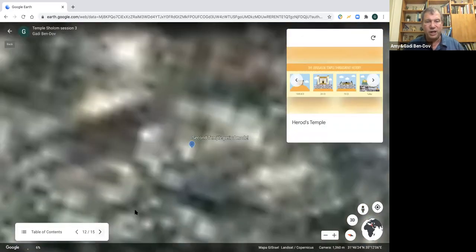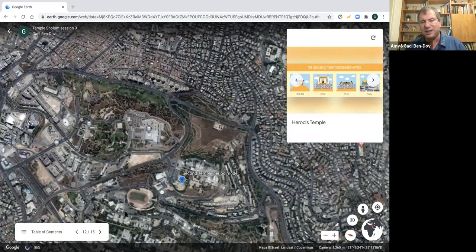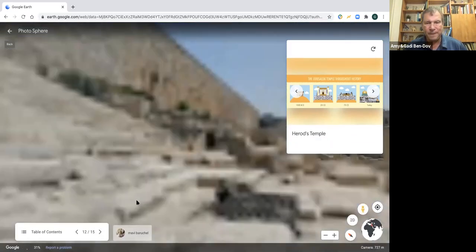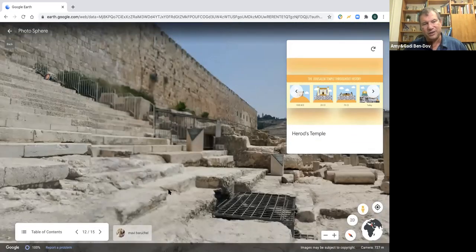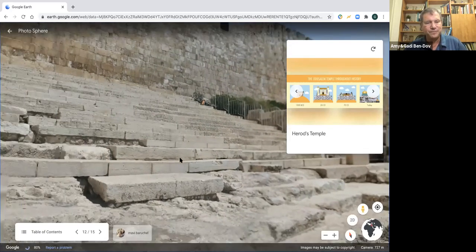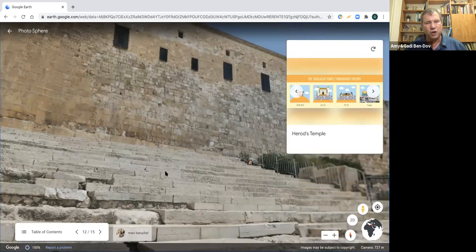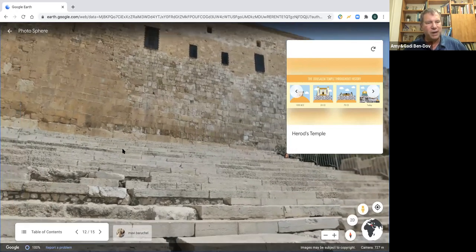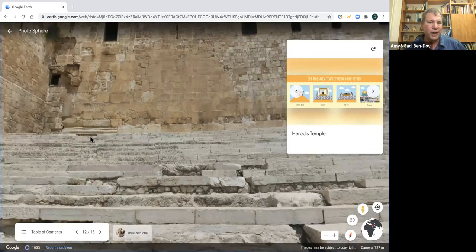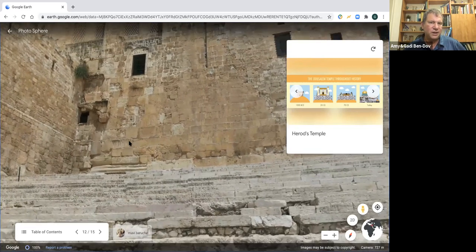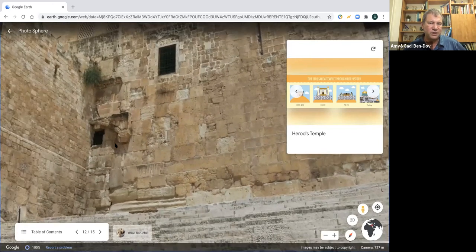Okay, so now that we know what Herod built, let's go see what the archaeology actually can prove and show us. So here we are at the southern steps. And remember, we talked about these steps, or I showed you those steps in the model. And remember those two entrances. Okay, so here's one of them. Can you see the entrance here, the lintel? This is the top of a gate. They're known as Hulda gates.